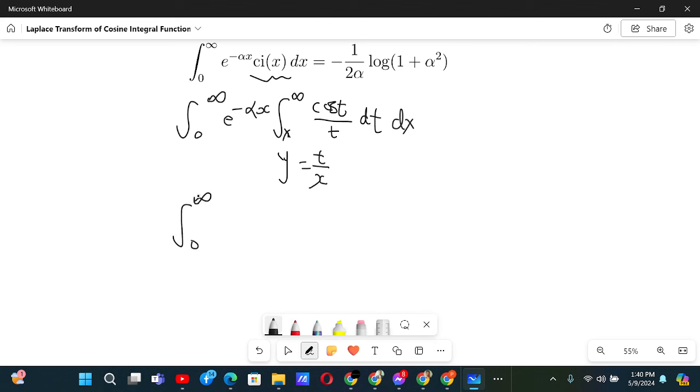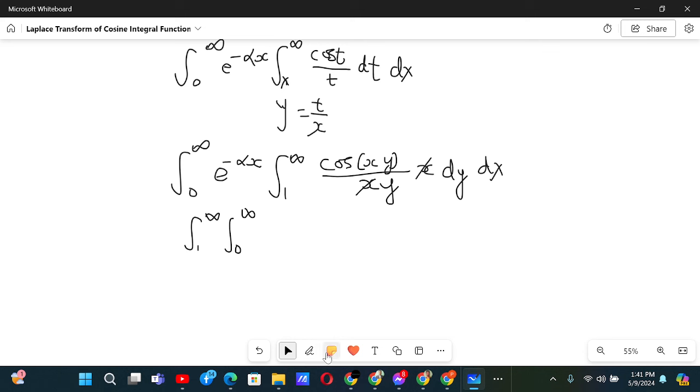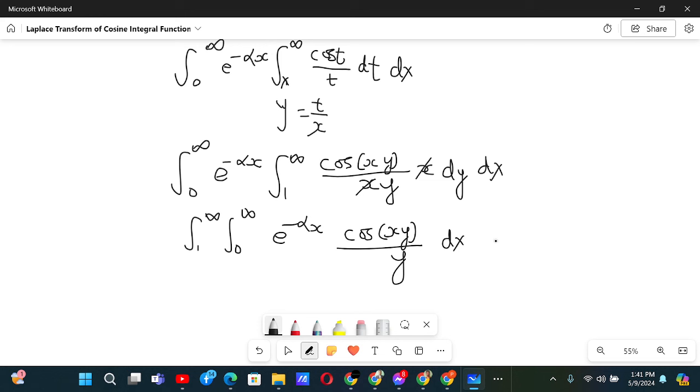Integral from 0 to infinity of e to the power minus alpha x. Now this is the integral from 1 to infinity, with t equal to xy, so cos of xy by t, which is xy, and dt is x dy, and then dx. Now x cancels out. Since this is in the world of y, and this term is just a constant, it comes inside the integral. Then we can interchange the order of integrals: 1 to infinity, 0 to infinity. It will be dx dy now, not dy dx. And this is e to the power minus alpha x cos of xy by y, and then dx dy.